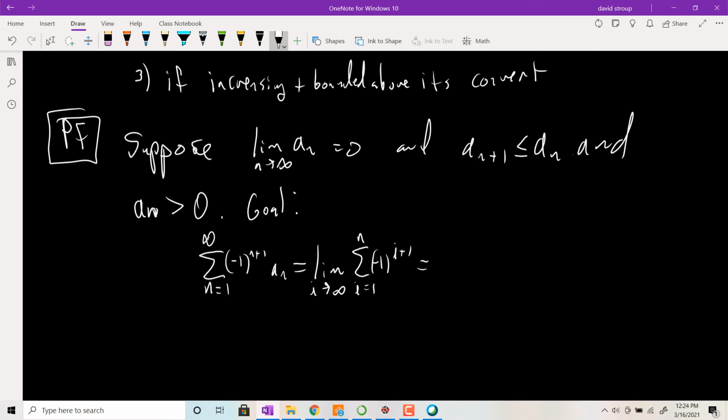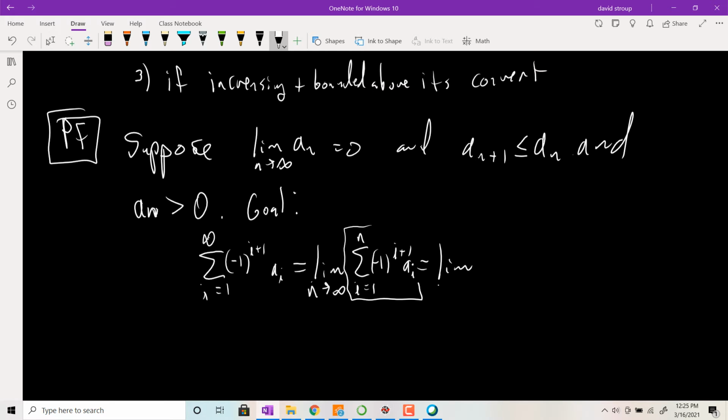Basically what we have to show is that the limit as n goes to infinity of this thing, let's make this i right off the bat. Sorry, this would be i, this would be i, and I lost my a sub i here. So this is a sub i, this would be i plus 1, this would be i. We're trying to show that the limit is equal to some number, so it's convergent.